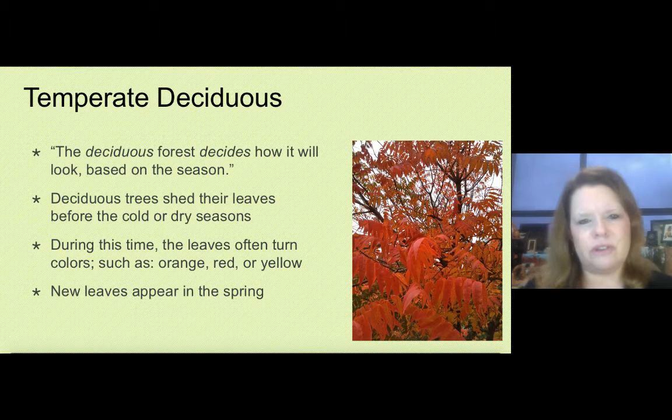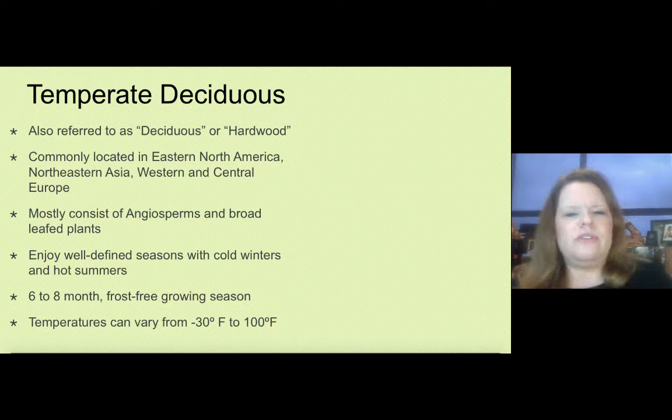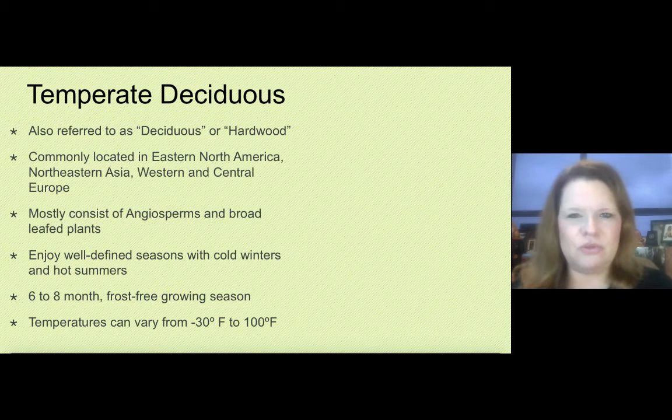We often refer to the temperate deciduous as deciduous or hardwood. Commonly, they are found in eastern North America, northeastern Asia, western and central Europe. And these primarily consist of angiosperms and broad-leaved plants such as oak trees. They enjoy well-defined seasons and cold winters and hot summers, but it's because they exist in the latitudes where we would expect to find a dominance of temperate deciduous forest.